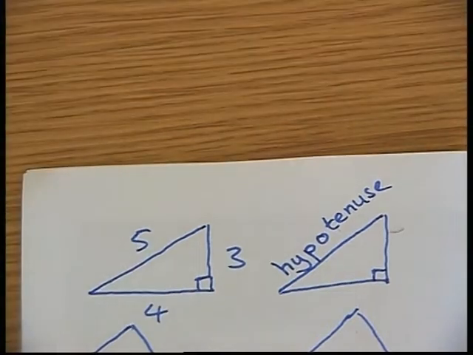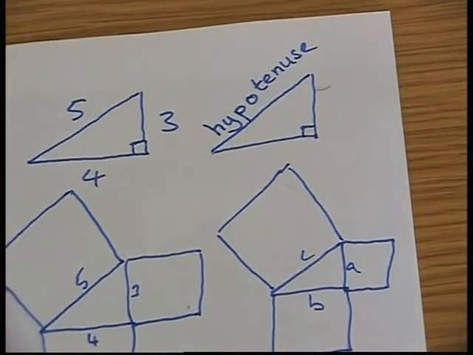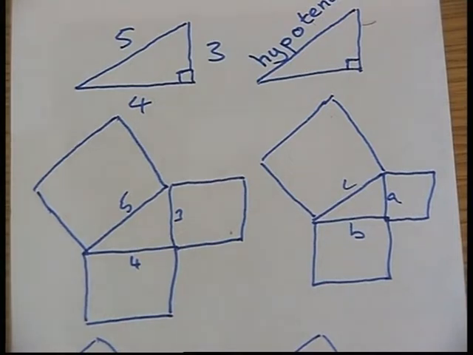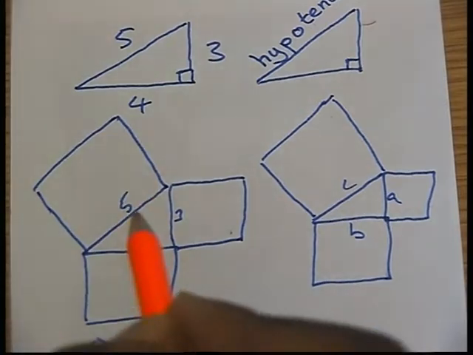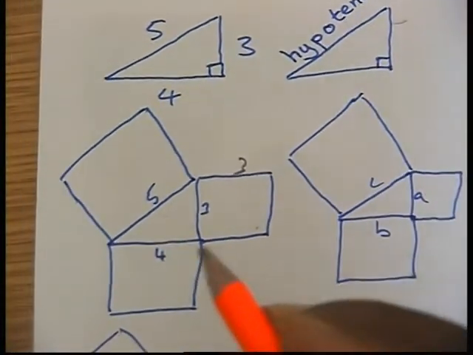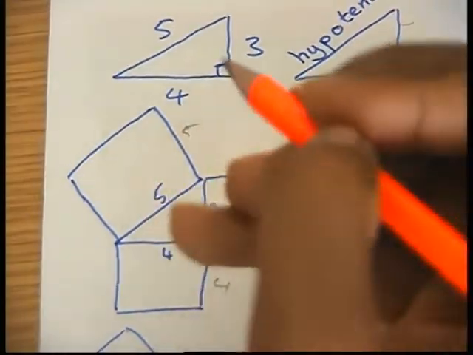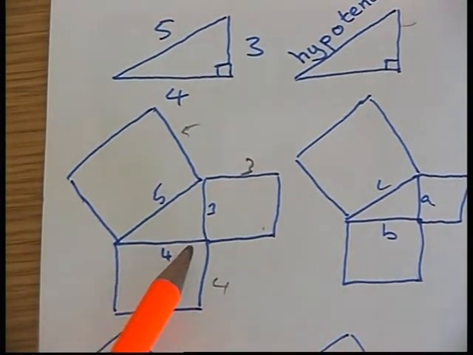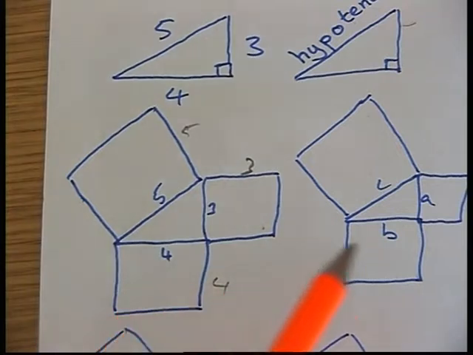Now, imagine this situation here. It's the same triangle, but I've drawn squares from each side. So if that's 3, that's also 3. If that's 4, that's also 4. That's 5, that's also 5. And here I've just shown the sides again of the same triangle, but instead of 3 I've called it A, instead of 4 I've called it B, instead of 5 I've called it C.